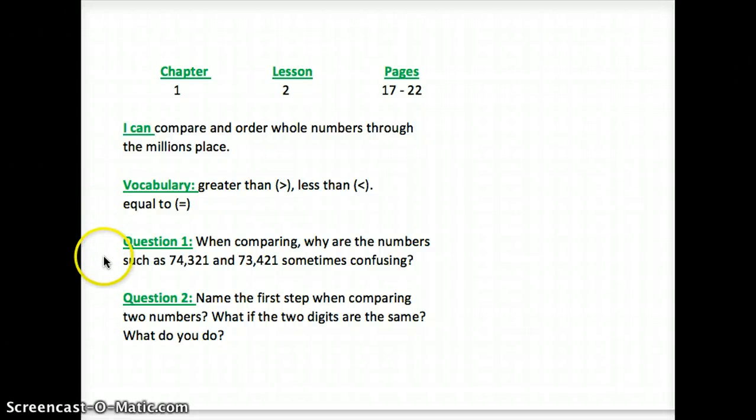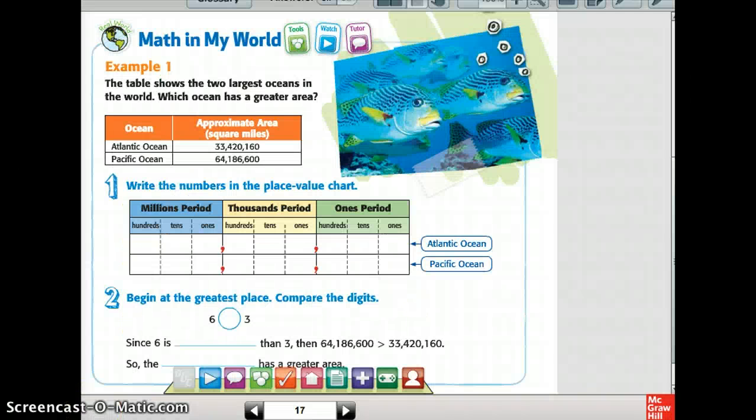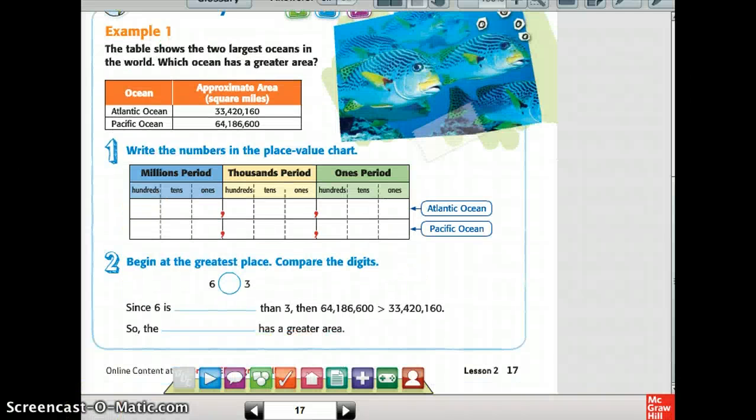Our first question: when comparing, why are numbers such as 74,321 and 73,421 sometimes confusing? Question 2: name the first step when comparing two numbers. What if the two digits are the same? What do you do?